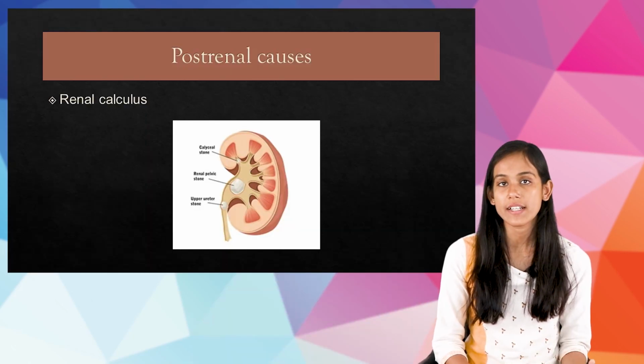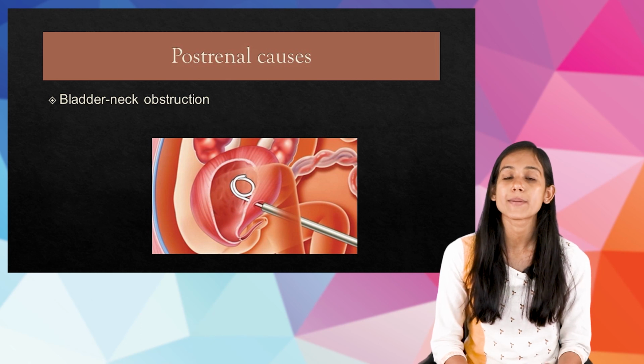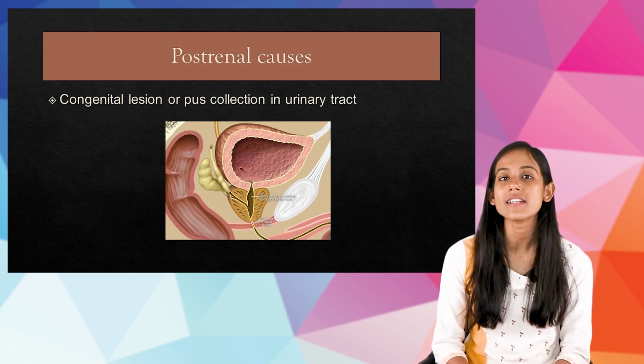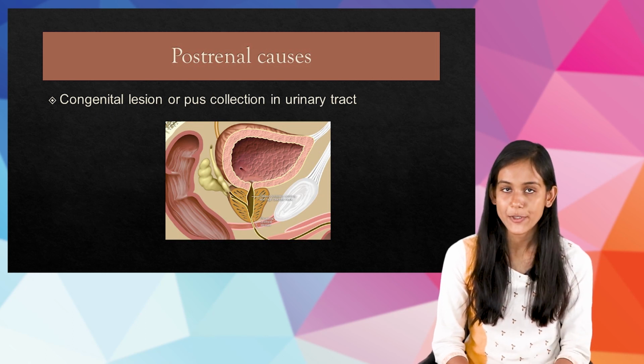Next is post-renal causes. Post-renal causes are when the problem occurs below the kidney. There might be an obstruction in the urinary tract, because of which there would be a build-up of waste products in the kidney. The causes can be renal calculi, bladder neck obstruction, congenital lesions, and pus collection in the urinary tract. So these are considered post-renal causes. These also might cause acute renal failure in children.